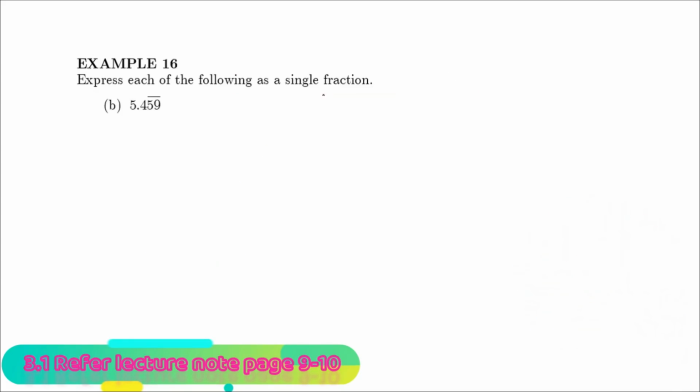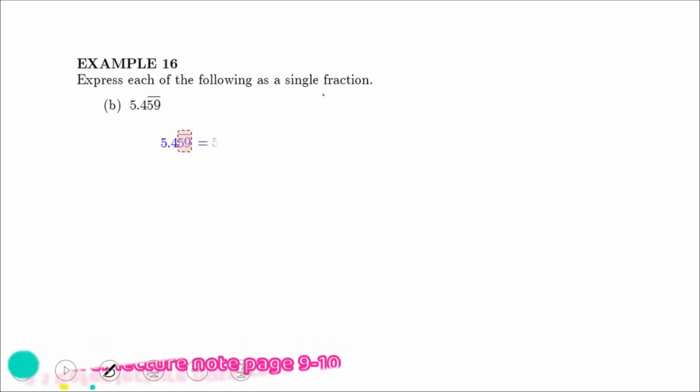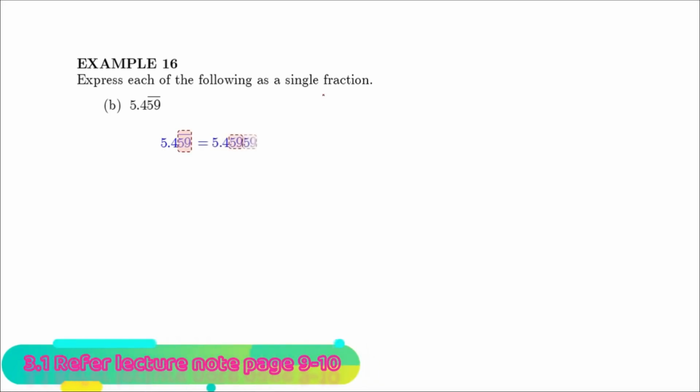In example 16, we have to express this recurring decimal as a single fraction. We have 5.459 with a bar on top of 5 and 9. So what does this mean? 5.459 with the bar on top of 59 means 5.4595959 and so on. As we can see here, the 59 is repetitive except for 5.4.